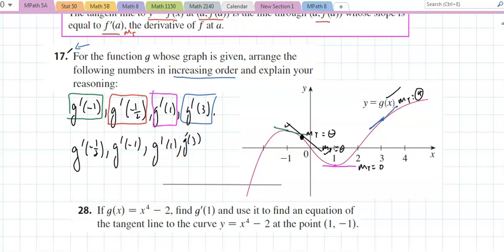Do not mix the slope of the tangent with the point itself. Right? Just be careful with that.